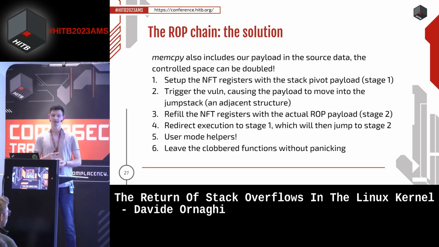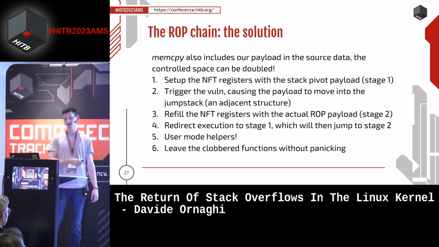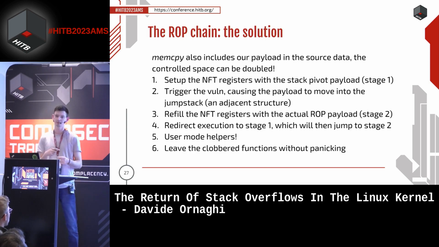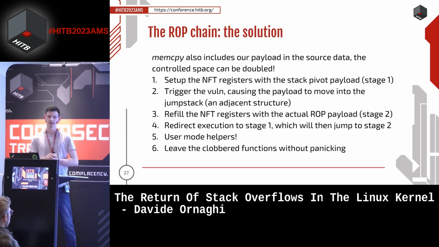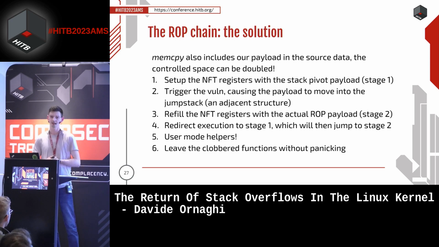Then we refill the NFT registers with other data. And in this case, it will be the raw payload that will be used to elevate our privileges. We call it stage 2. Then we redirect execution like we saw before to stage 1, which will pivot to stage 2, and we're happy. We call our user mode helpers, we override the modprobe path variable, and then we can execute code. But we're not done because we also have to exit correctly, otherwise we will just panic. In particular, we clobbered some functions, so we need to leave them without panicking.